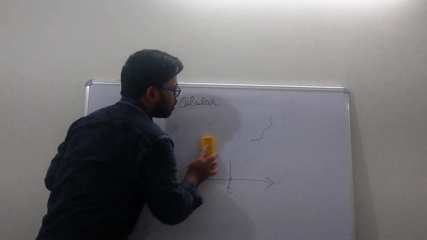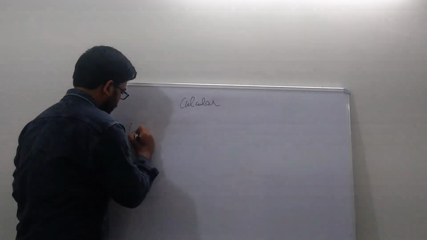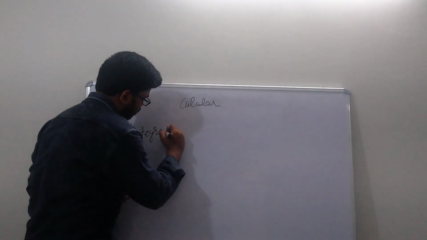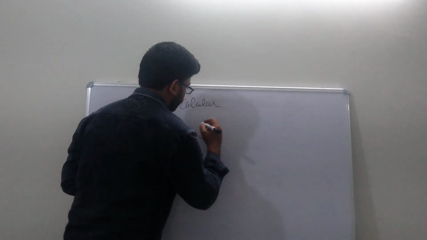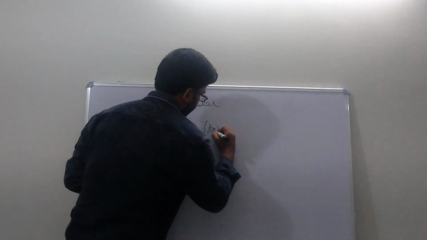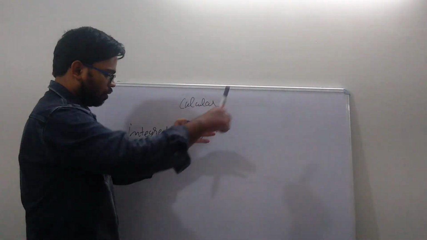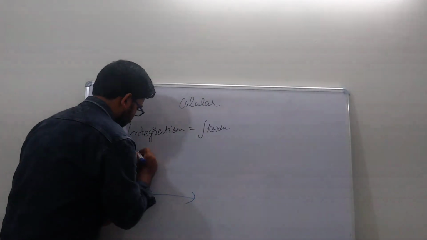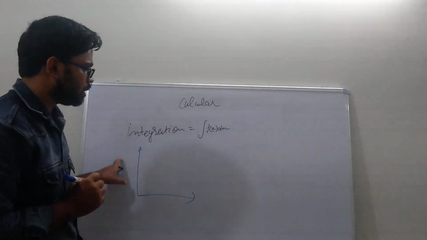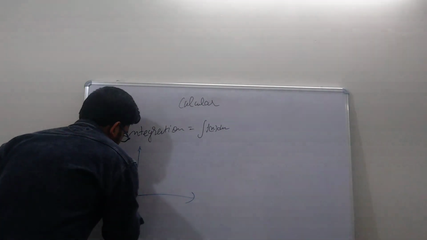Okay, so let's move on to the integral part, integration. It is given by this. So what does that physically mean? Suppose we have some graph. Let's understand with the velocity-time graph, because it's a very famous thing.